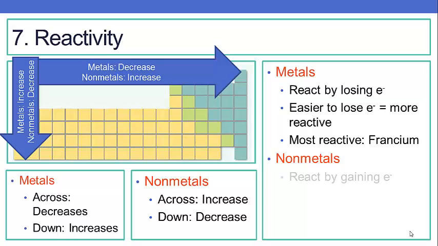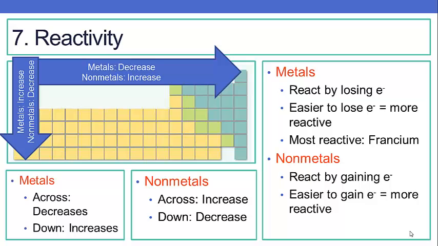For nonmetals, they react by gaining electrons. So the more attractive a nucleus is to electrons, the more reactive a nonmetal is going to be. So as we go across, we're getting more protons. The nucleus is more attractive. So because it's easier to gain electrons, it becomes more reactive. As we go down, however, we're getting those energy levels that are increasing. We're getting more shielding. So the reactivity is going to decrease because it's harder to gain an electron for those atoms. The most reactive nonmetal is going to be fluorine.